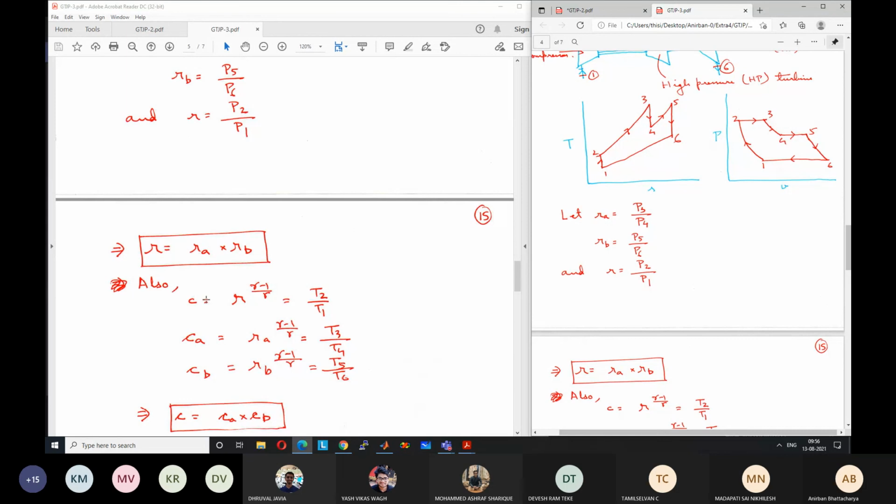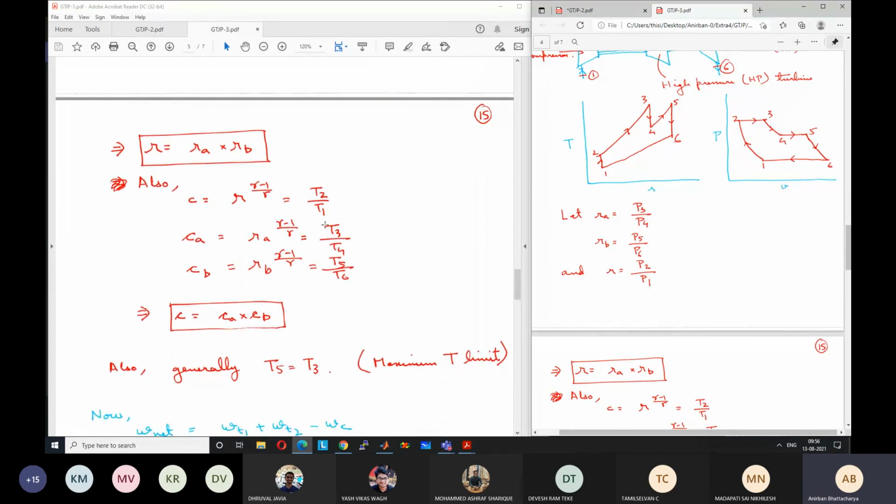Also, same way we can write C is equal to R to the power gamma minus 1 by gamma, and CA is equal to RA to the power gamma minus 1 by gamma. CB is equal to RB to the power gamma minus 1 by gamma. So we are defining two additional parameters, CA and CB. So because R is equal to RA into RB, R to the power gamma minus 1 by gamma is equal to RA to the power gamma minus 1 by gamma into RB to the power gamma minus 1 by gamma. So C is equal to CA into CB, which also means that T2 by T1 is equal to T3 by T4 into T5 by T6.